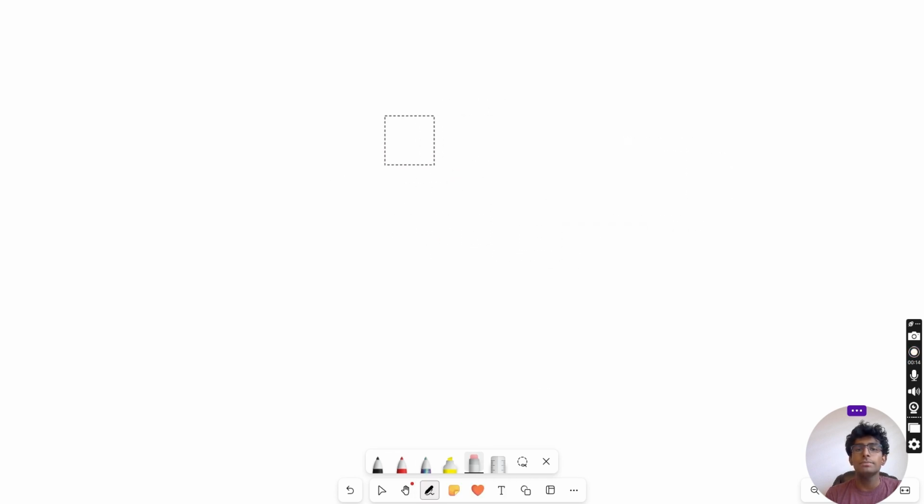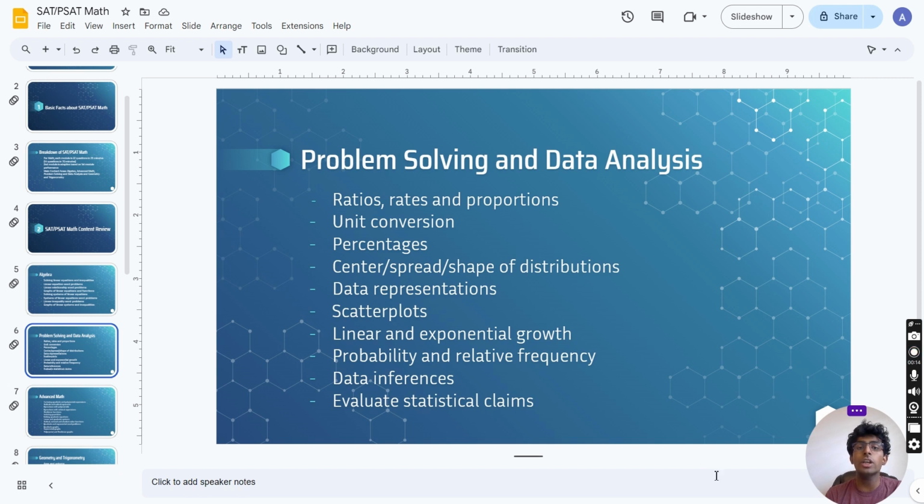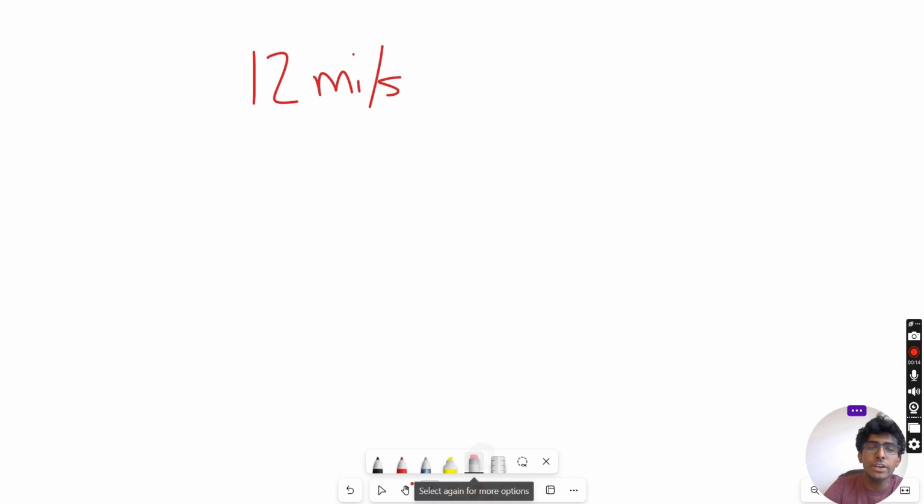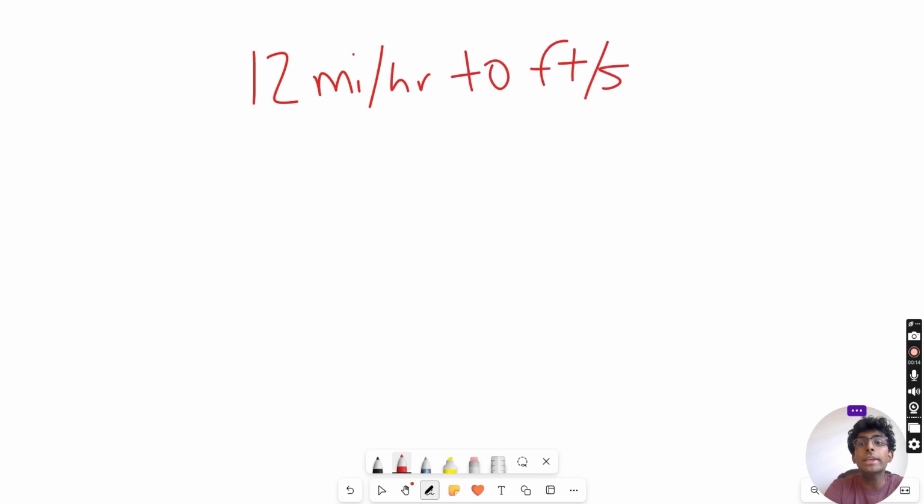So now let's move on to unit conversion. Unit conversion is important if the SAT asks you to convert, let's say, 12 miles per hour to feet per second. How are we going to be able to do this? How are we going to be able to make a conversion?